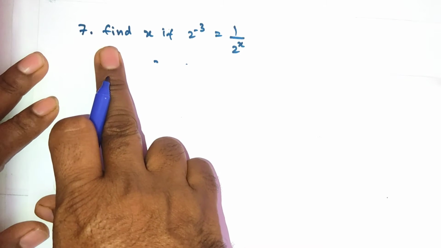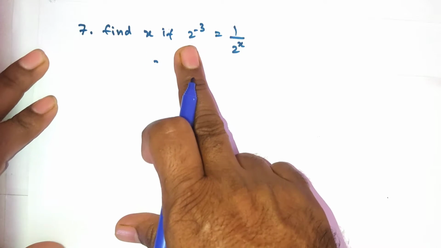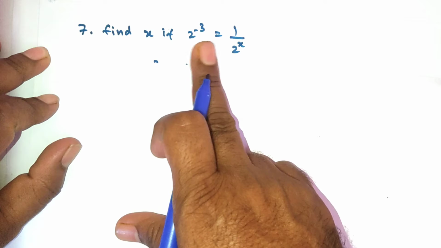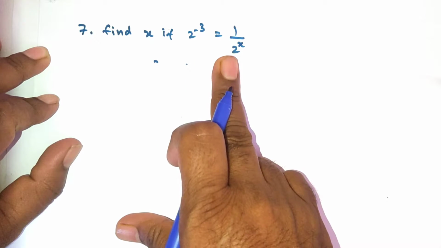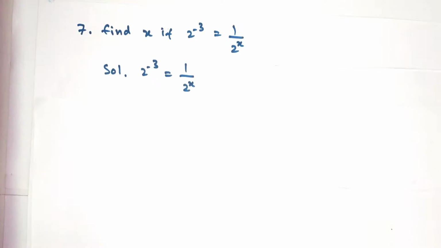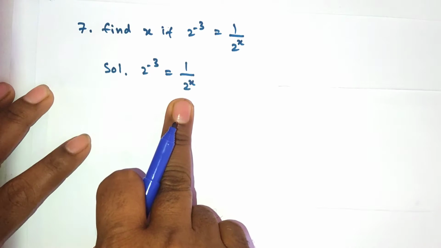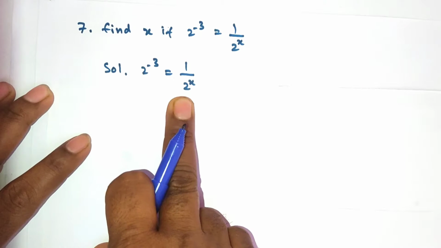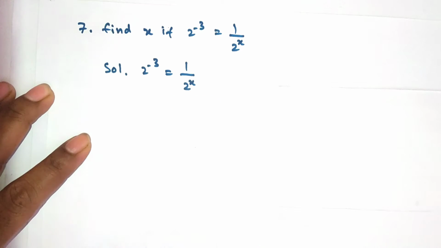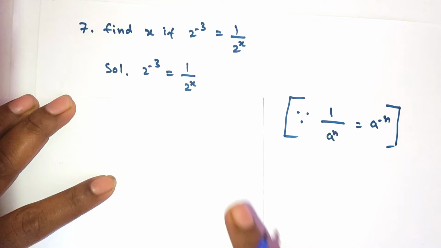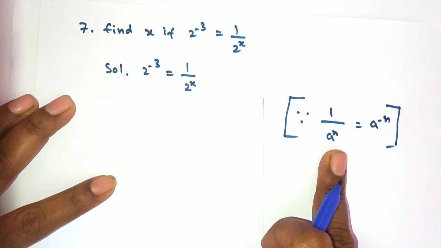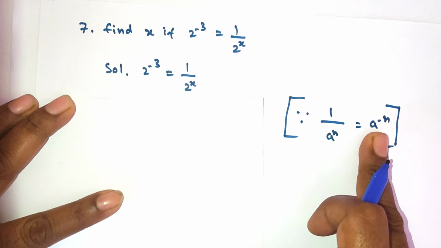The 7th problem is: find x if 2 to the power of minus 3 is equal to 1 by 2 to the power of x. Look here, it is 1 by 2 to the power of x. By using laws of exponents, let us see how we can write this. As per this law of exponents, 1 by a to the power of n is equal to a to the power of minus n.